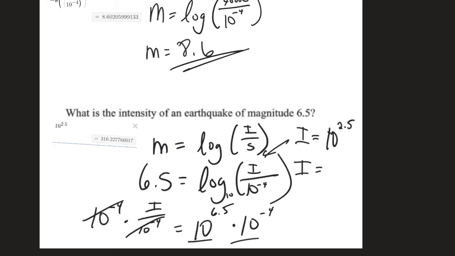Okay, so I've gone ahead and put the calculator on here, and it's all crooked. 316.23 centimeters would be the intensity of this earthquake. Let's go to the next page.